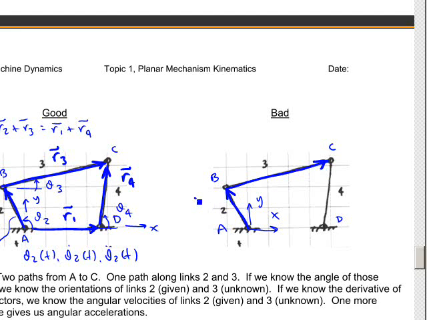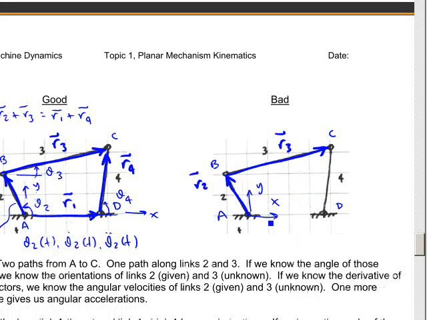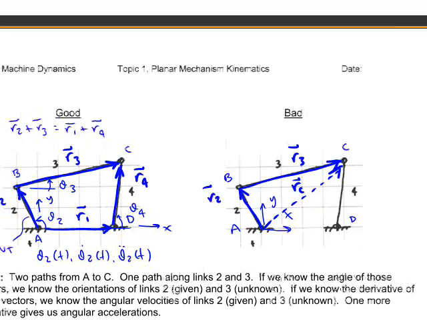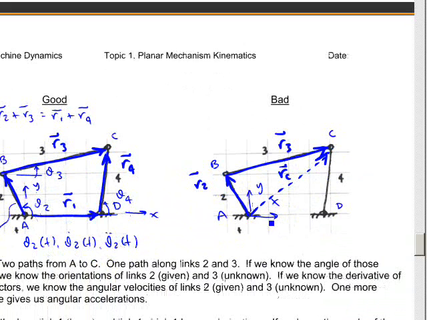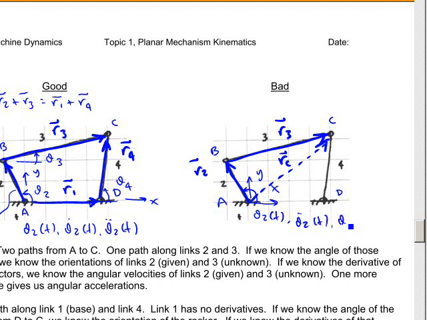I can go there along my original vectors R2 and R3, and then maybe instead of going from A to D and D to C, I'll just go straight from A to C. I'll call this vector RC. Now that's a triangle that's always going to be a triangle no matter how the mechanism moves. But what's wrong with those loop vectors? Well, what's wrong with them is, once again, if I decide that theta 2 of t, theta 2 dot, and theta 2 double dot are my known input motions, let's look at position analysis.